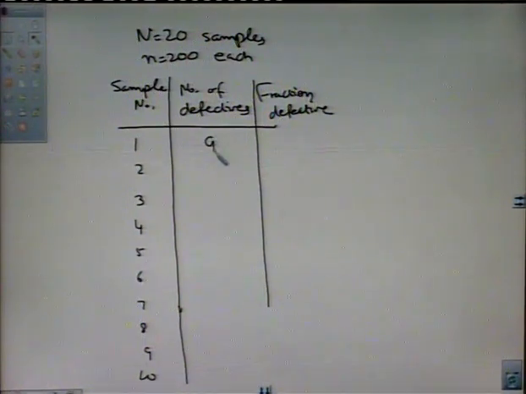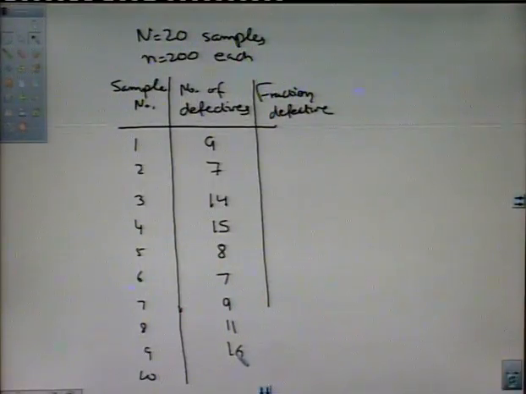Supposing 9 defectives are present in the first sample, then 7, then 14, then 15, 8, 7, 9, 11, 16, 12.